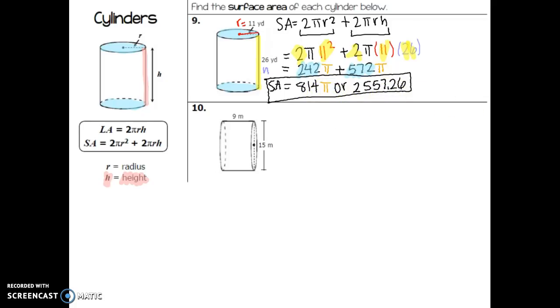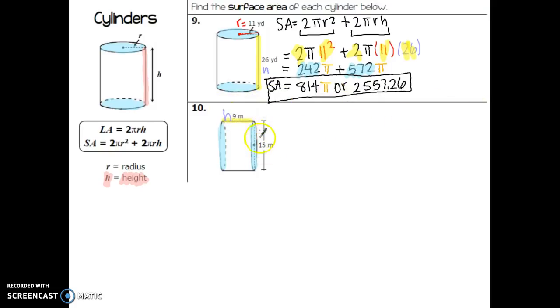Number 10 is a little bit different, but I will start off by shading in my sides like I always do. So shade here, shade there, and then I'm going to label. I do need my radius and my height. Between my two bases, that's going to be my height. So that is going to be h.